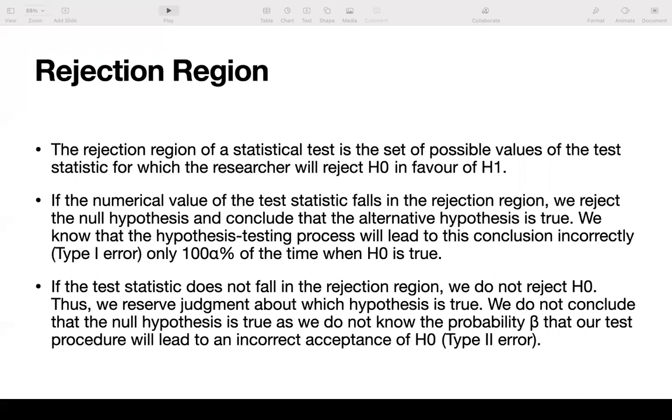If the statistic does not fall in the rejection region, we will not reject the null. We reserve judgment about which hypothesis is true, and we do not conclude that the null is true, as we do not know the probability beta that our test procedure will lead to an incorrect acceptance of the null. This is called a type 2 error.